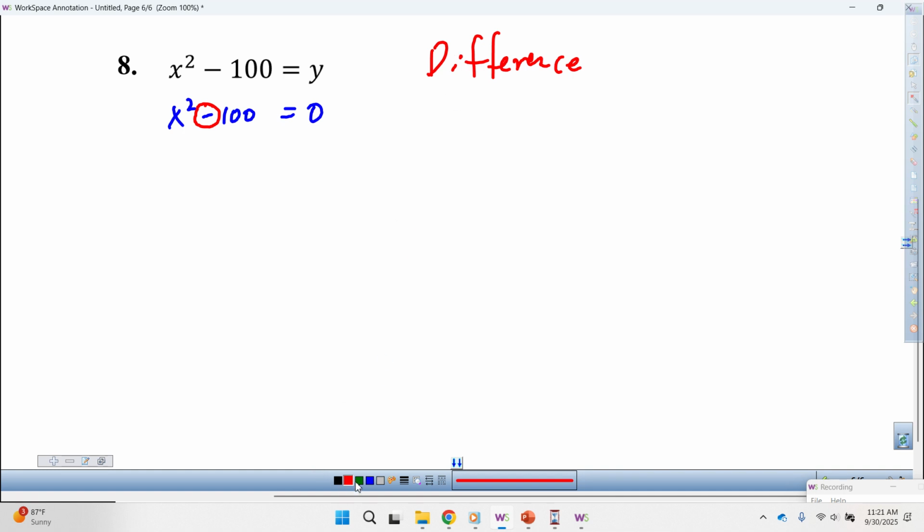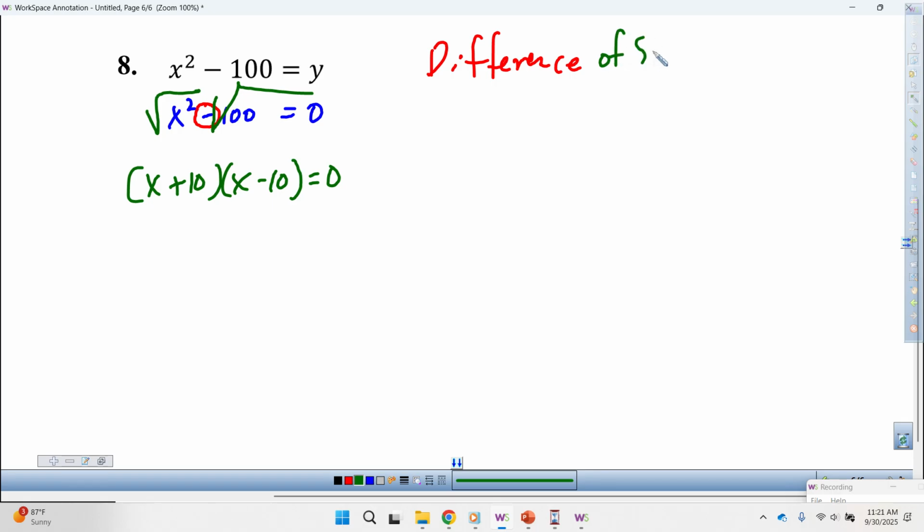And how about squares? Let's see. Can I take the square root of the first one? Yes, that becomes x times x. Okay. Can I take the square root of the last one? Yes, that's positive 10 and negative 10. And all that equal to 0. That's why these are called difference of squares. All right, and the rest is history.